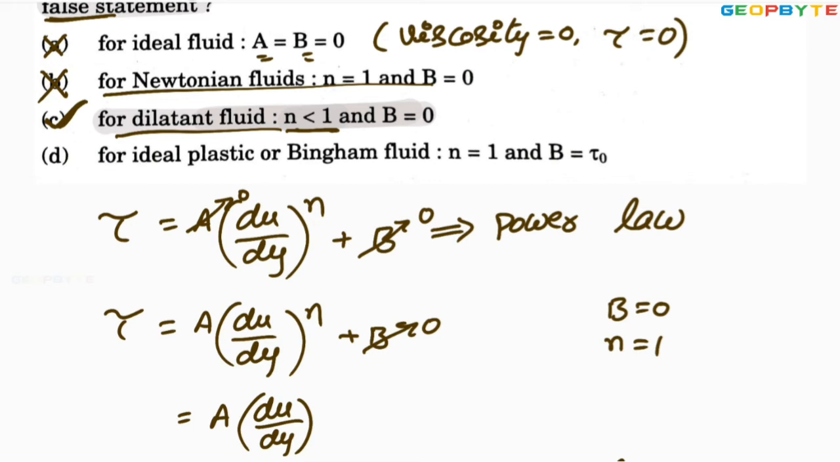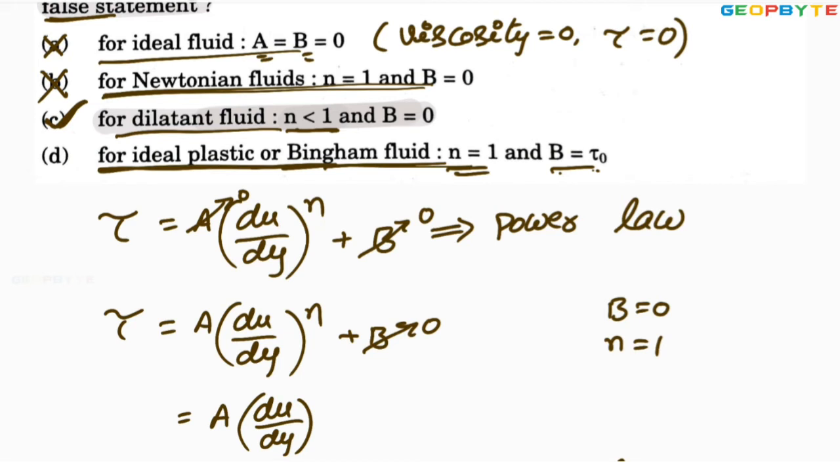Let us take the fourth statement. For an ideal plastic fluid or Bingham fluid, n equal to 1 and b equal to tau naught. It is also an absolutely correct statement. Since it is asked to decide the incorrect statement: the first statement is correct, the second is correct, the fourth is correct. Only the third statement is incorrect. Therefore our option is C. I hope you got my point. Let us take one more problem.